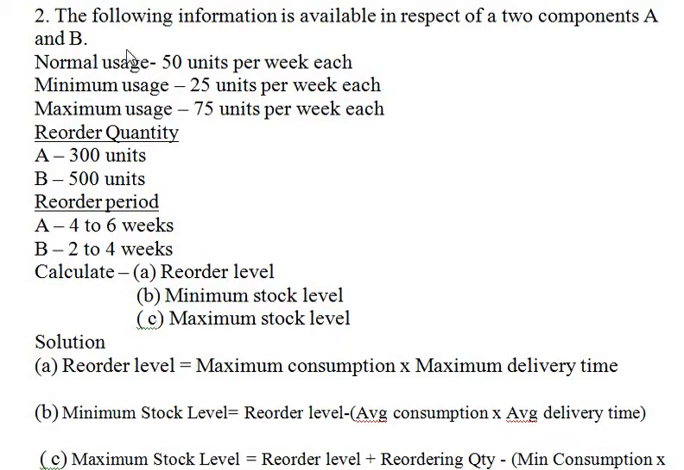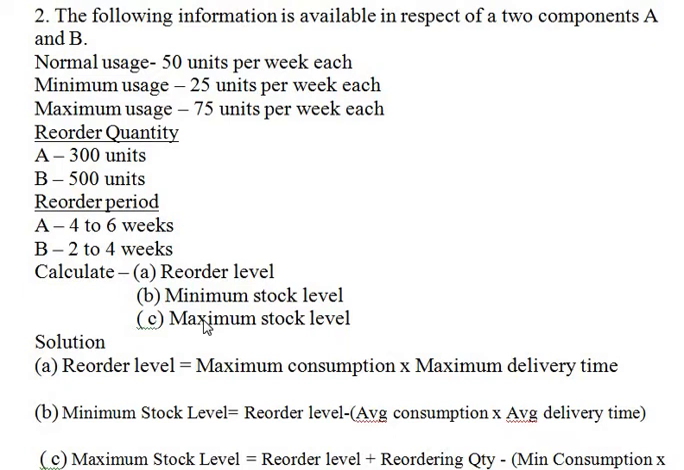I'll read it out. The following information is available in respect of two components A and B. Normal usage is 50 units per week each. Minimum usage 25 units per week each. Maximum usage 75 units per week each. Reorder level A 300 units, B 500 units. Reorder period A 4 to 6 weeks, B 2 to 4 weeks. They have asked us to calculate reorder level, minimum stock level and maximum stock level.